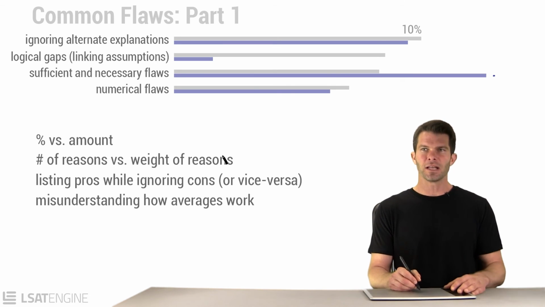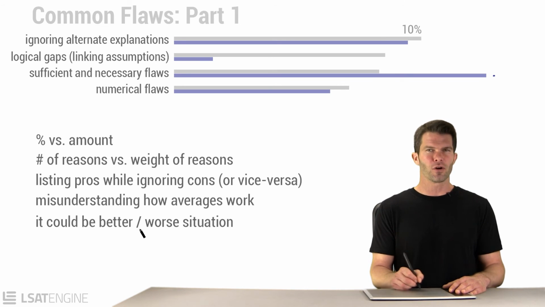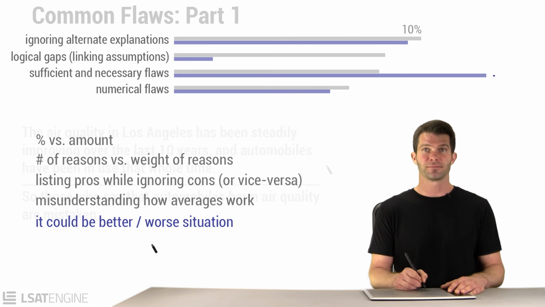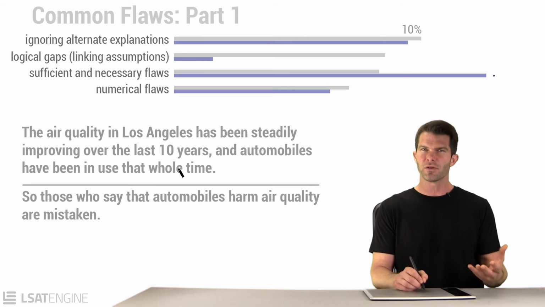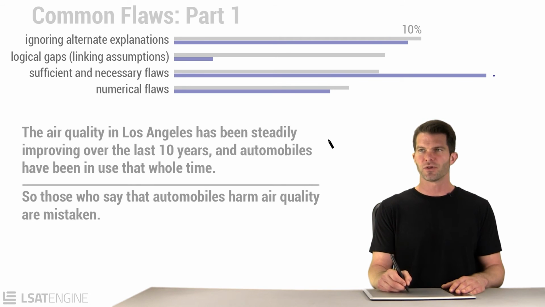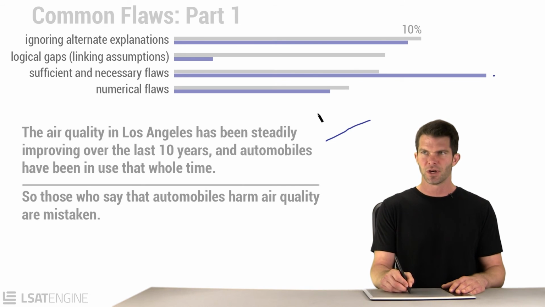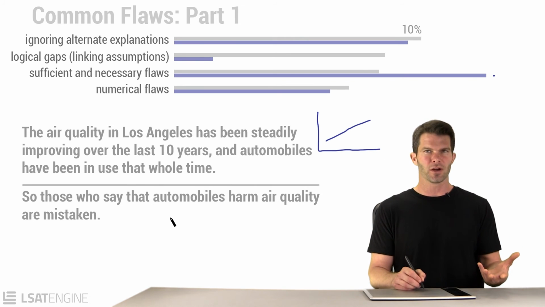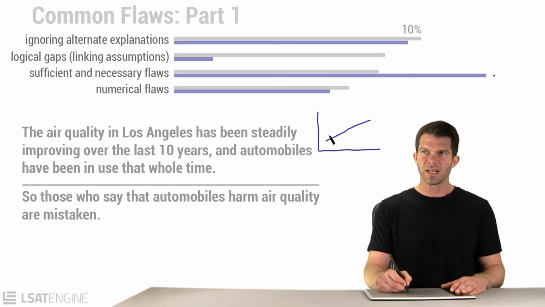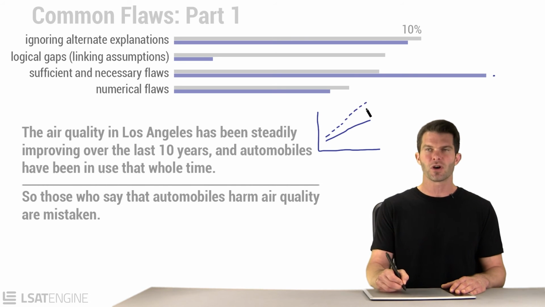And finally, there's this idea that something could be better or worse, and I think this is best illustrated with an example, and so that's what I want to show you now. This is really similar to an actual LSAT question. It says the air quality in LA has been going up over the last 10 years, and we've been using cars the whole time. And so those people who think that cars harm air quality are mistaken. Like if you graph our air quality, it looks like this over time. But that doesn't mean that cars aren't harming the air quality. The idea is maybe it could be even better if we weren't driving all these cars around, right?